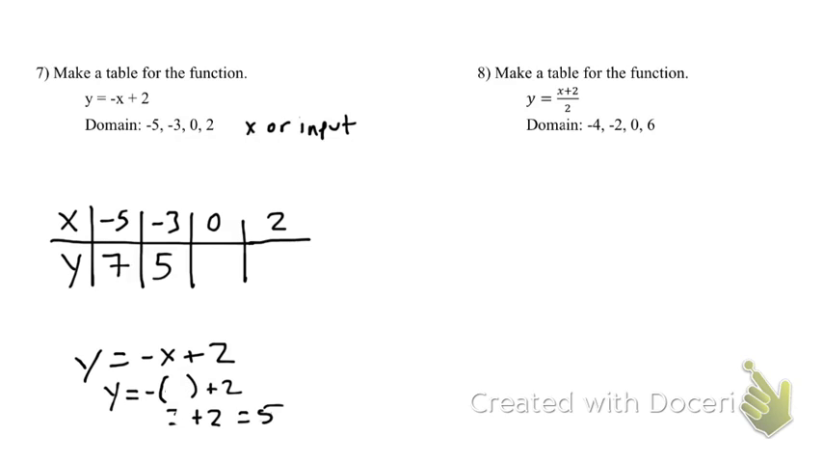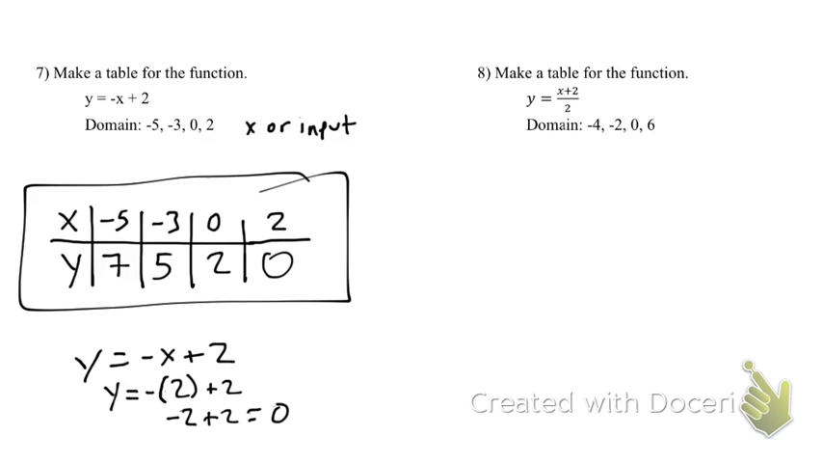And then we repeat the process for the next x value. So I'm going to plug in 0, negative 0 plus 2. That gives me 2. And then we have one more. I need to plug in positive 2. So positive 2, negative 1 times positive 2, that's negative 2 plus 2, and that equals 0. Okay, and we completed the input-output table.